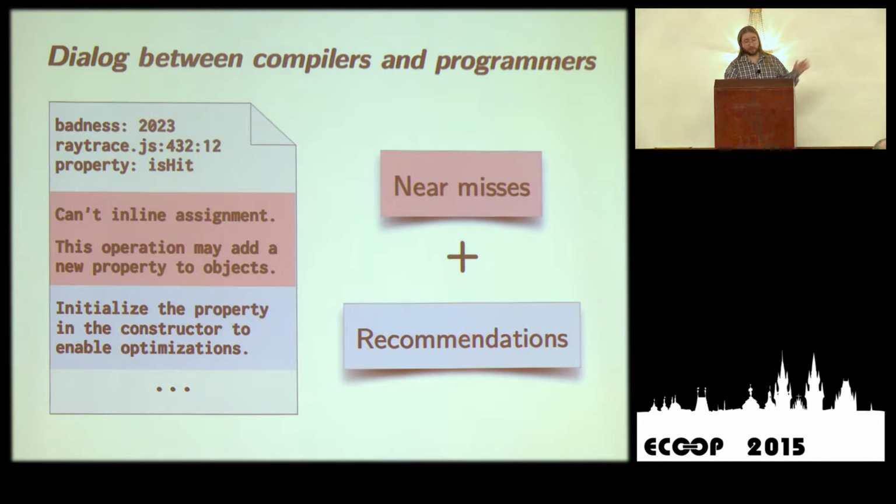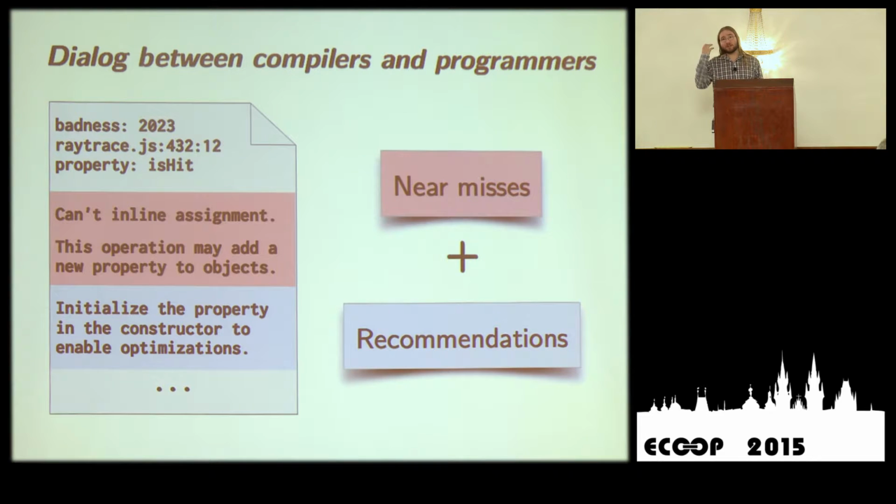Now, on the left of the slide, we have an example, an excerpt from a report that our JavaScript coach gave when run on a ray tracer written in JavaScript. I really like ray tracers. And here, what we can see is that on line 432 of this ray tracer, there was an assignment to the isHit property of some object. And the optimizer attempted to inline the code for that assignment, but unfortunately it failed because that assignment would sometimes be a plain assignment and sometimes would need to actually add the property to an object. And this kind of non-uniformity caused the optimization to fail.